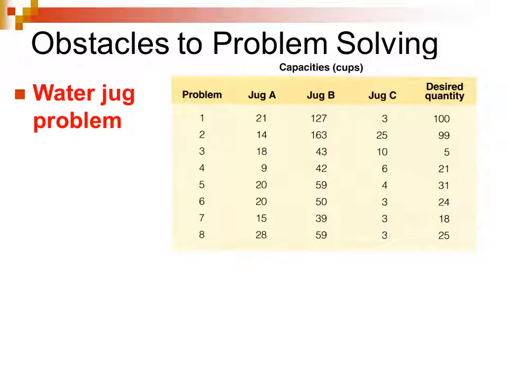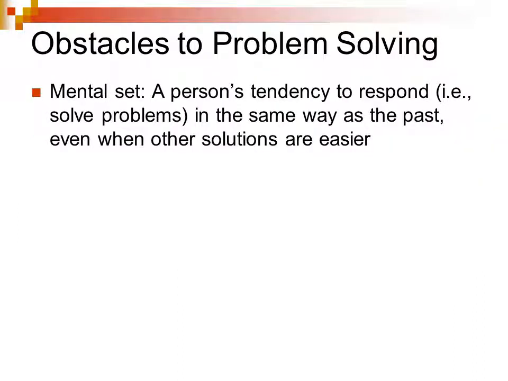Well, the water jug problem and the way people normally solve it demonstrate something known as a mental set, which is a person's tendency to respond, that is to solve problems, in the same way as in the past, even when other solutions are easier.